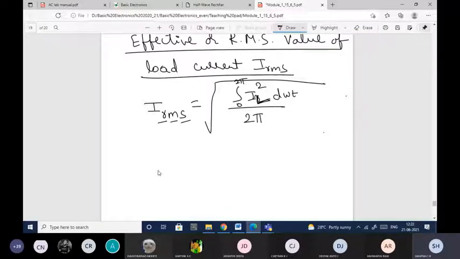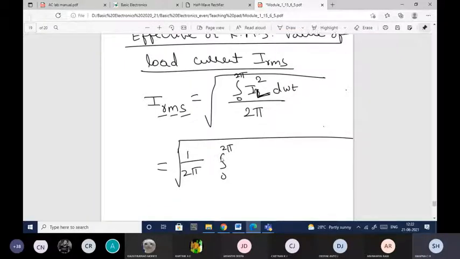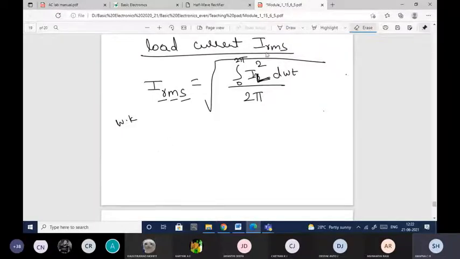So this will be equal to 1 by 2 pi. I will take it outside. So it will be 0 to 2 pi. Okay, 0 to pi, let me take separately because the equation we have got, we know that. Okay, let me write that equation first. This is a general formula. Whatever I have written here, this is a general formula.